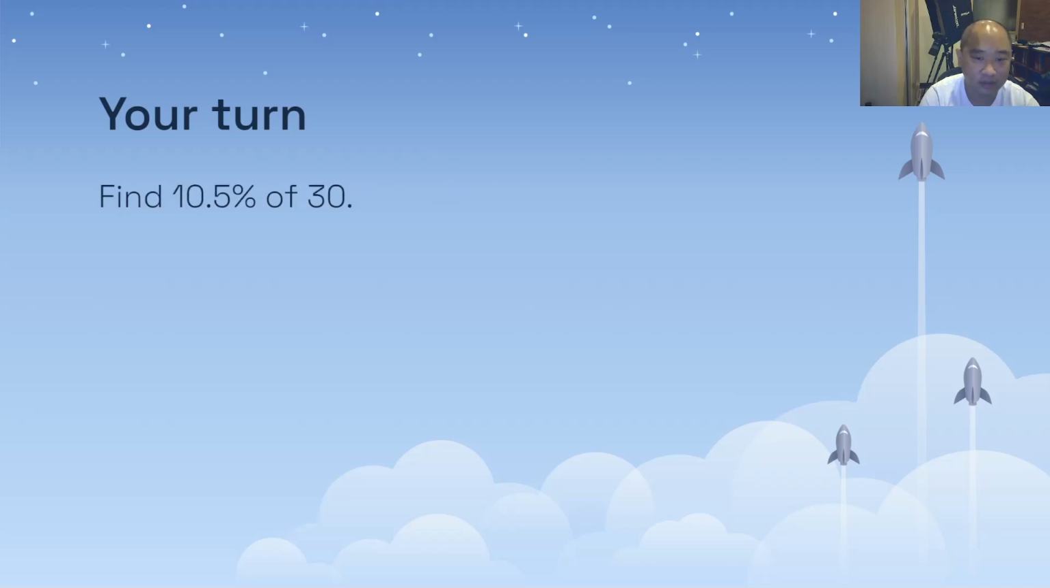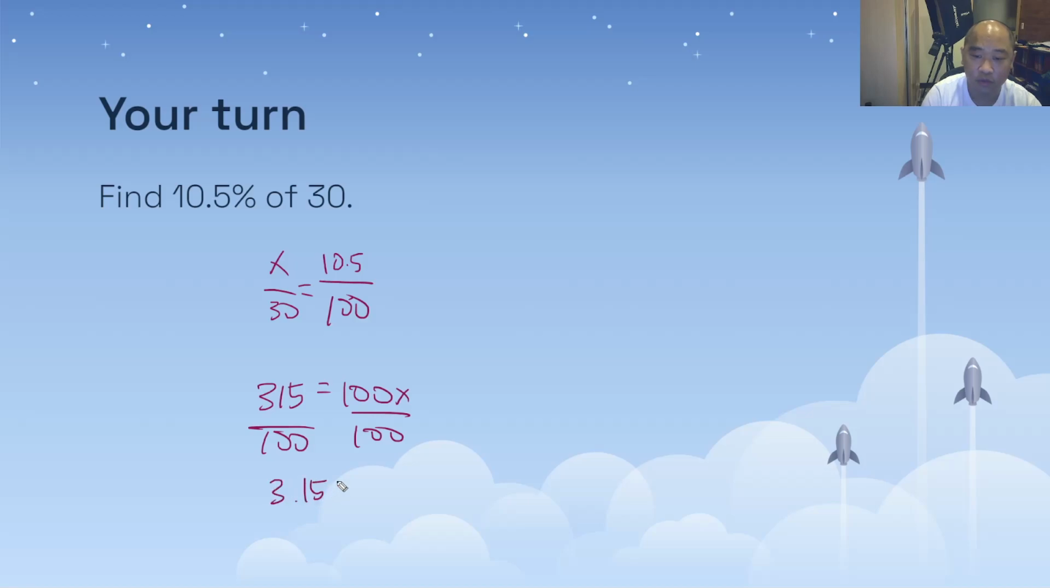All right. Second your turn. Find 10.5% of 30. So 10.5 times 30. I should have known that. 315 equals 100x. Divide by 100. 3.15 equals x. Okay.